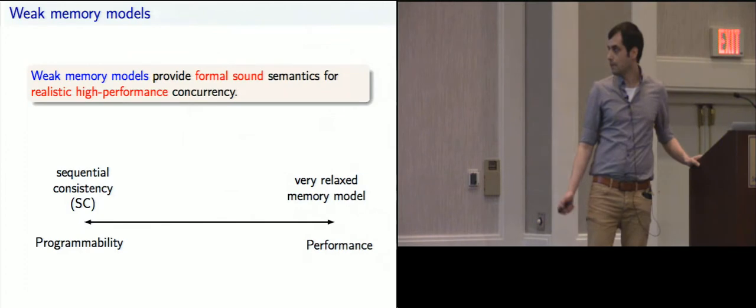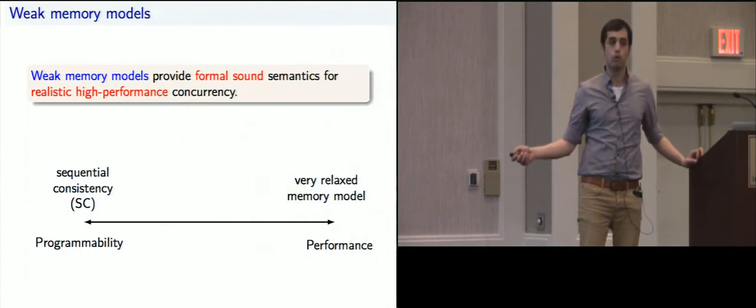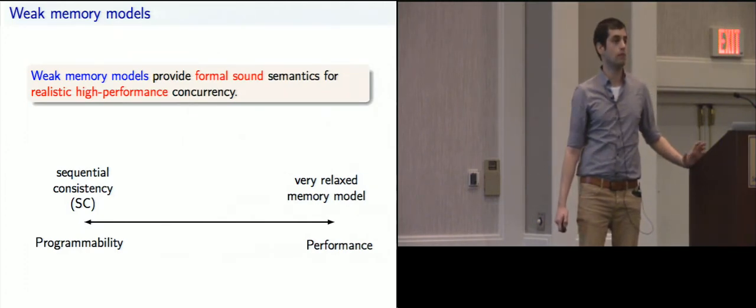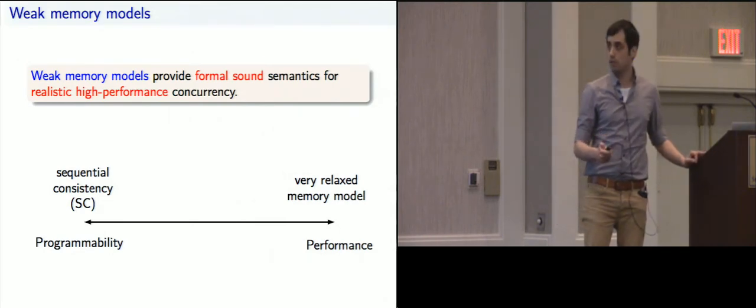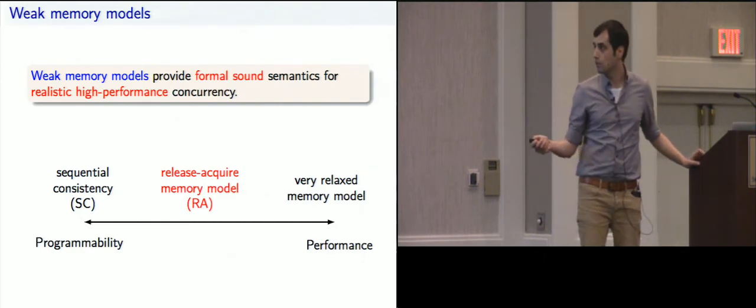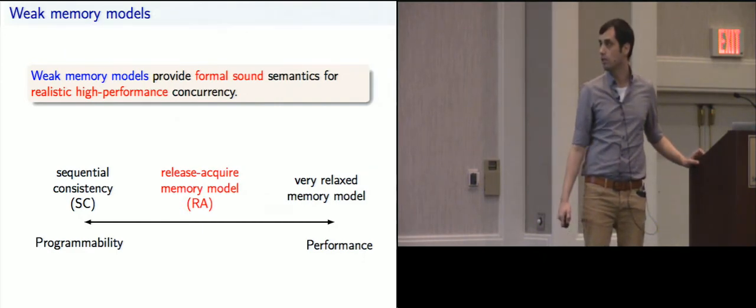synchronization. On the other hand, very relaxed memory models would be on this side. They have very efficient implementations, but are very difficult to program with. So in this work, what we decided to explore is the release acquire memory model, referred to as RA, that we believe is somewhere in the middle of this line.